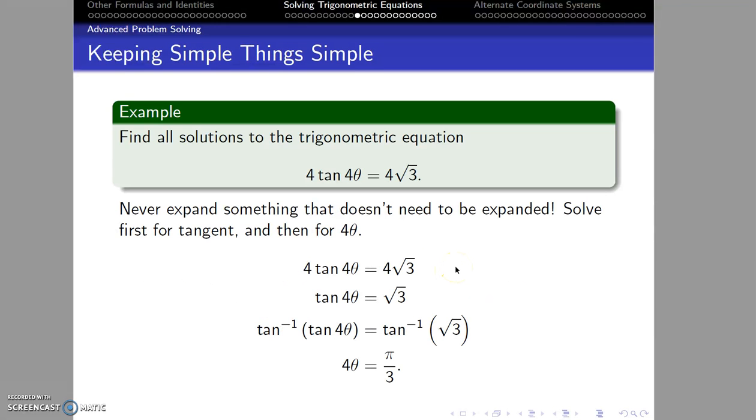And that is the first thing I want us to keep in mind here. If you don't have to do things, if you don't have to do formulas or identities, then don't. Just work directly, or as directly as you can.